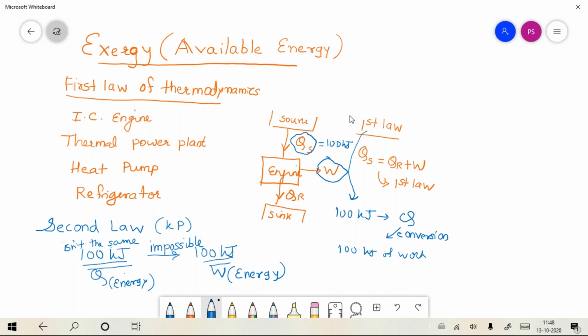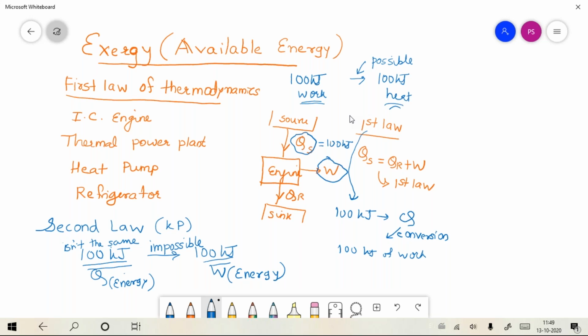Though the second law does not say so, in practice, if you talk about a conversion of 100 kilojoules of work to 100 kilojoules of heat, this is possible. There is no second law limitation for converting the 100 kilojoules of work to 100 kilojoules of heat. So you are having 100 kilojoules of work, you are able to convert it into 100 kilojoules of heat, right?